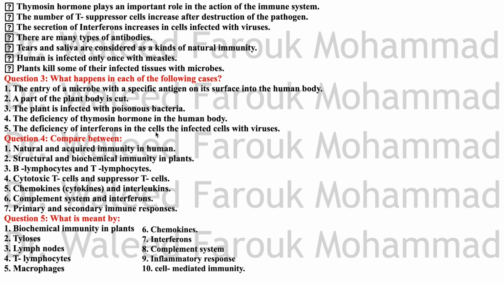What happens when there is a deficiency of thymosin hormone in the human body? So there will be no maturation of T cells in the thymus. But if this happened, by the way, after a certain age, after the first 20 years, there will be nothing, because the thymus gland will be rudimentary, then it will be degenerated.